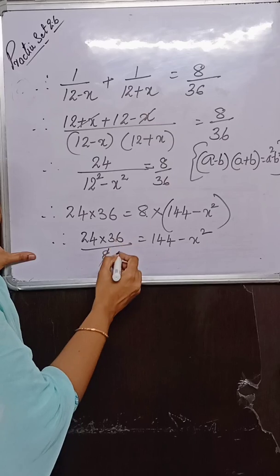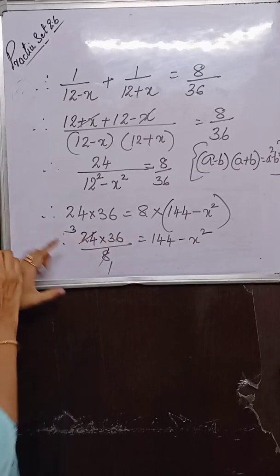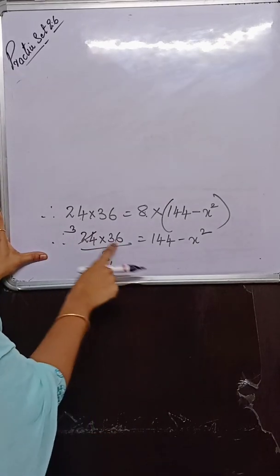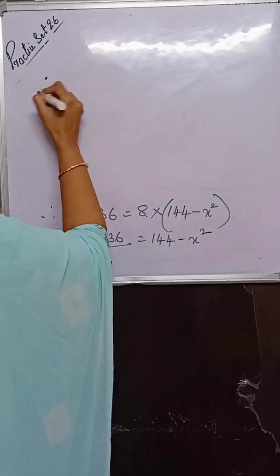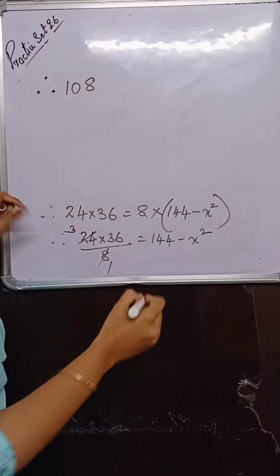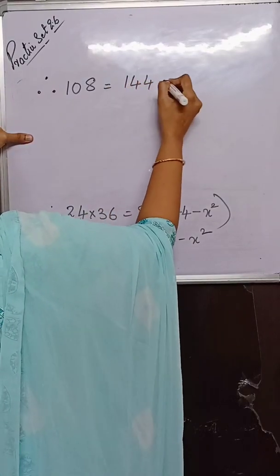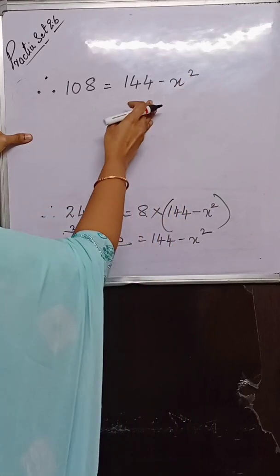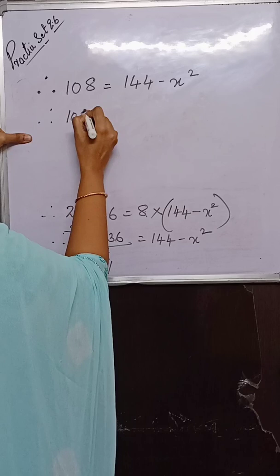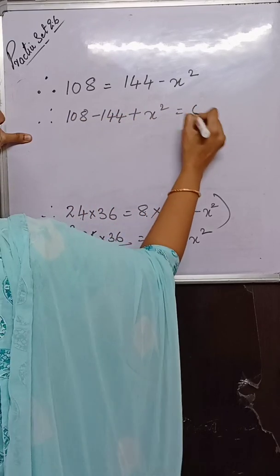8 ones are 8 and 8 threes are 24, no? 36 into 3 will give me 6 threes are 18, carry 1. 3 threes are 9. 108 is equal to 144 minus x square. Take this to the other side. Therefore, 108 minus 144 plus x square equal to 0.